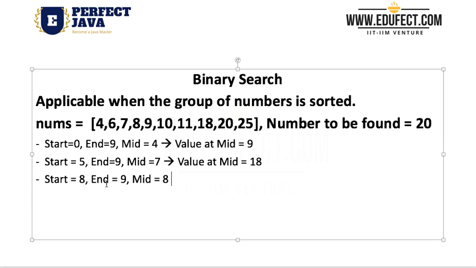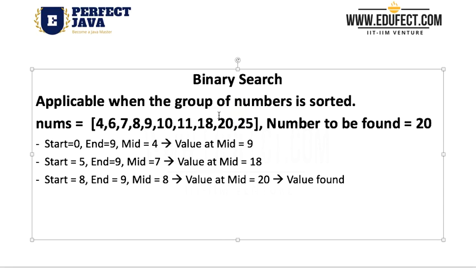8. Now what is value at mid? Value at mid will be 0, 1, 2, 3, 4, 5, 6, 7, 8. It is 20. And is it the value we're looking at? So value found. So notice in this case we used binary search.